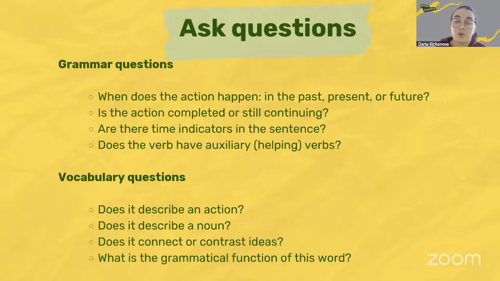Does it connect or contrast ideas? Sometimes you have some linking words that you need to put in the gap, and you need to understand whether two parts of the sentence connect, like add each other, or we want to have some contrast. For example, however, although, or but. You can understand that there we have a contrast, or we need to have like besides, in addition, and etc. So there is a very nice question to ask when you have some linking words.